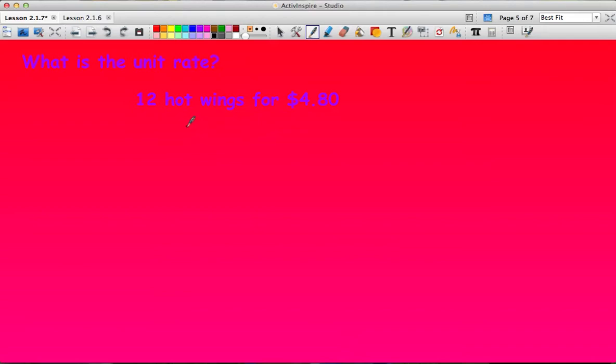All right, so we are spending $4.80. Remember, the money typically goes on top per every 12 hot wings. And I'm just going to put HW for hot wings. I want to know what the price is for 1 hot wing. So I'm going to divide by 12. And what I do to the bottom, I have to do to the top. Okay, so I'm finding the unit rate per hot wing.